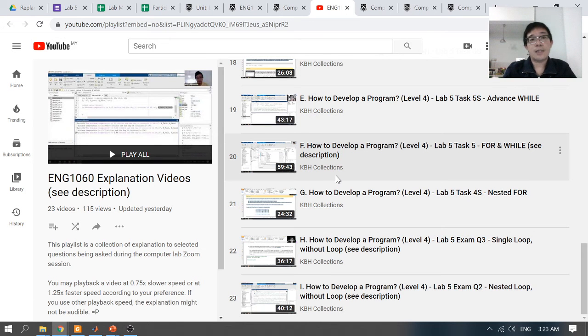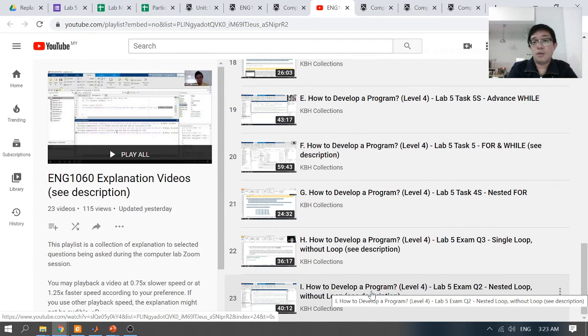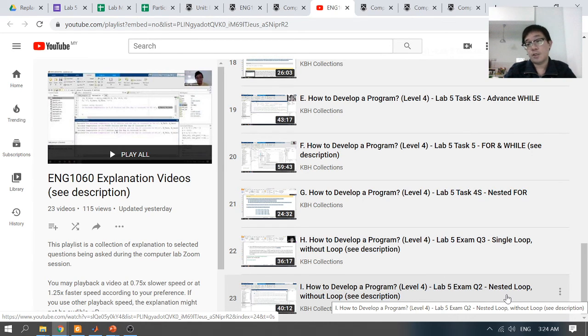And next, I will point you to a video that is related to this question. In this case, because the location or the map is a 2-dimensional matrix, you can take a look at video I, which involves how to develop a nested loop. So you can look at this part of the video to get some idea on how to develop a nested loop from scratch, and then you can use the same approach to develop the program for lab 6 task 5.